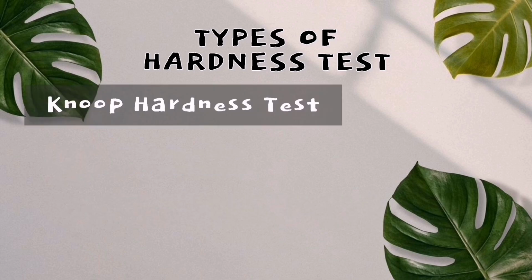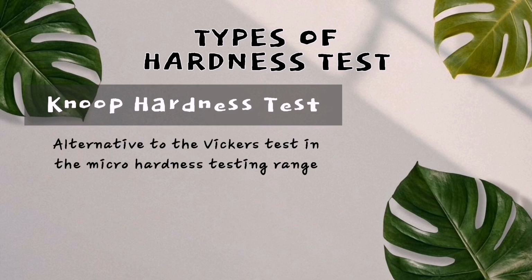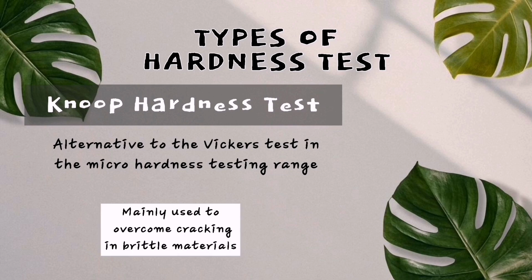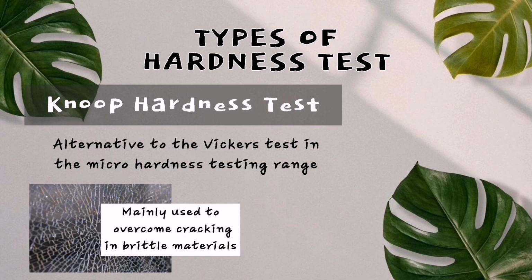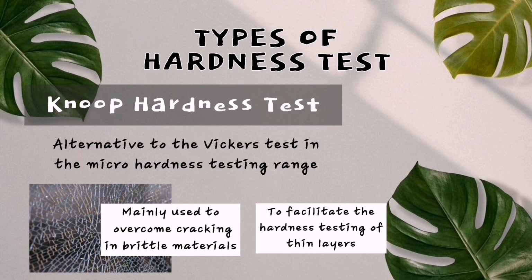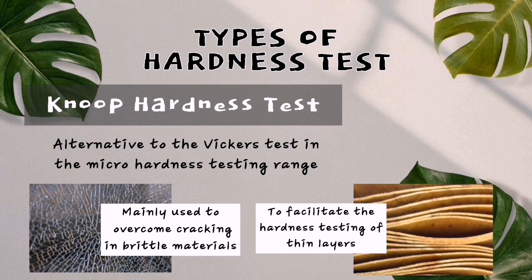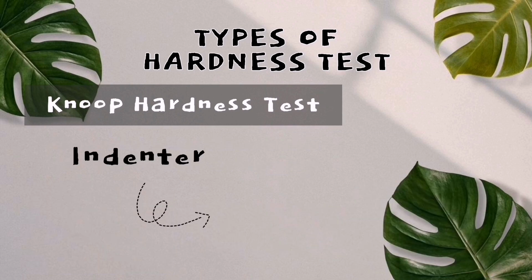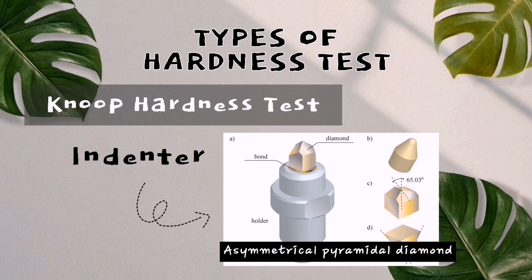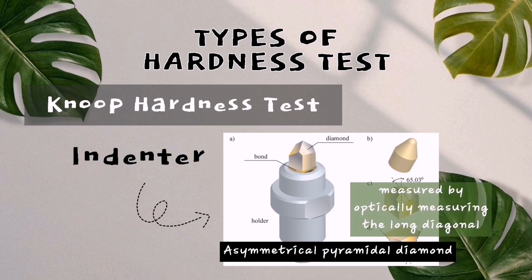Next, the Knoop hardness testing. Knoop is an alternative to the Vickers test in the micro-hardness testing range. It is mainly used to overcome cracking in brittle materials as well as to facilitate the hardness testing of thin layers. The indenter is an asymmetrical pyramidal diamond, and the indent is measured by optically measuring the long diagonal.